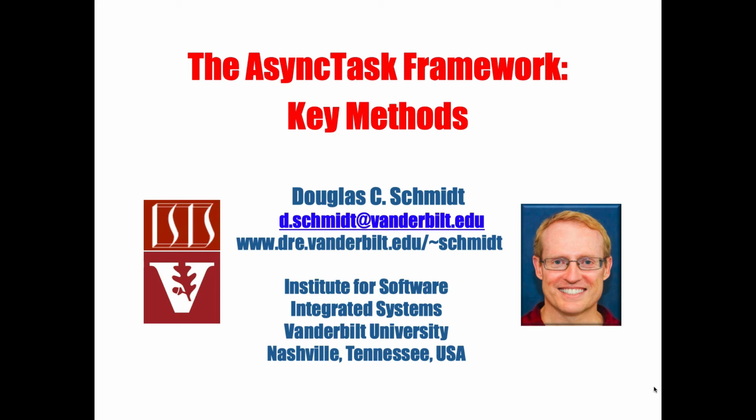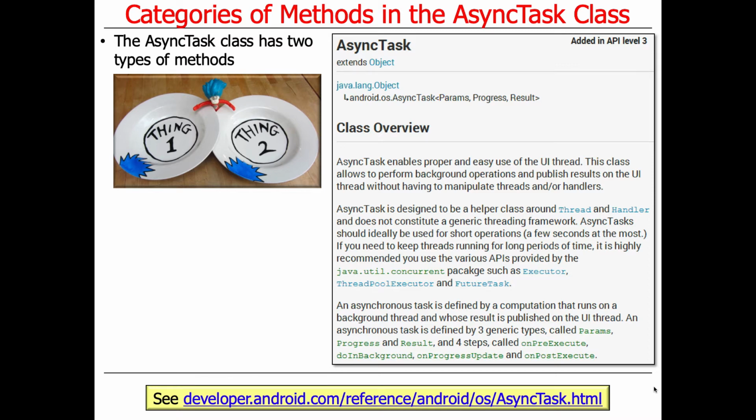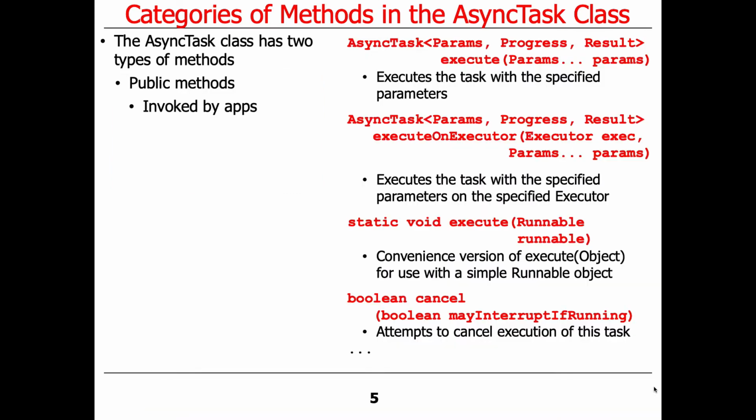Okay, so now that we've talked a bit about the AsyncTask framework, I introduced what it was about and what problems it solved. Let's start diving down into some of the key methods that the AsyncTask class provides. You'll see that there's actually a fairly large number of methods, so you don't have to know about all of them all the time. These methods are divided up into two different categories.